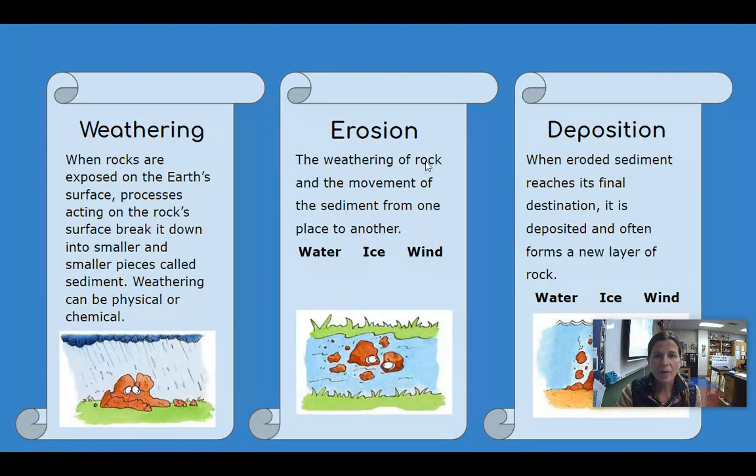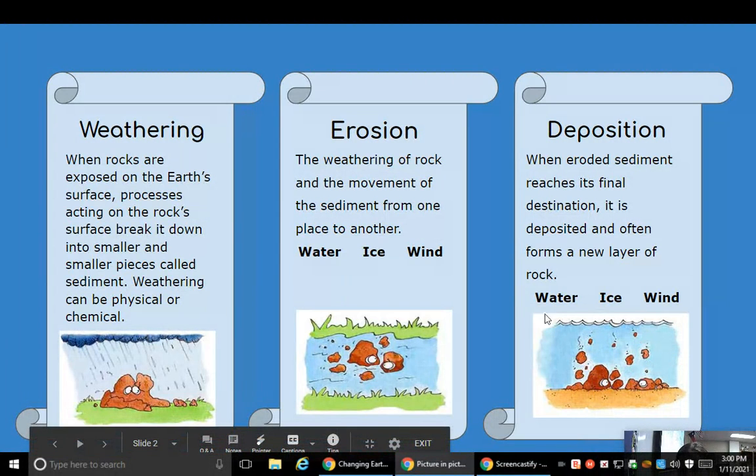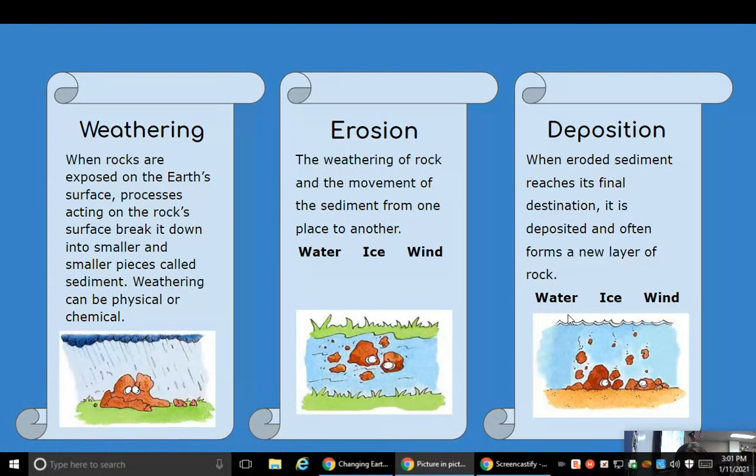Erosion: the weathering of rock and the movement of the sediment from one place to another. Wind, ice, and water are all agents of erosion. Deposition: when eroded sediment reaches its final destination, it is deposited and often forms a new layer of rock. Again, your agents for deposition would be water, ice, and wind.